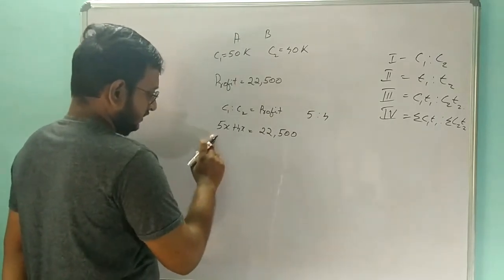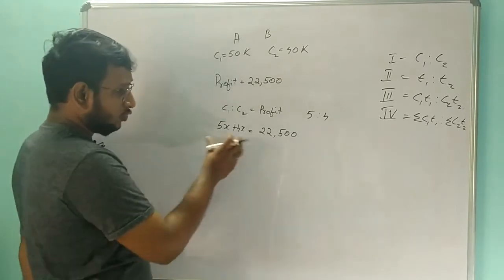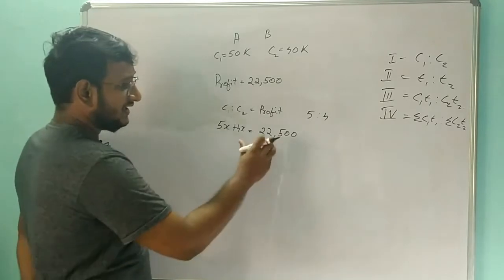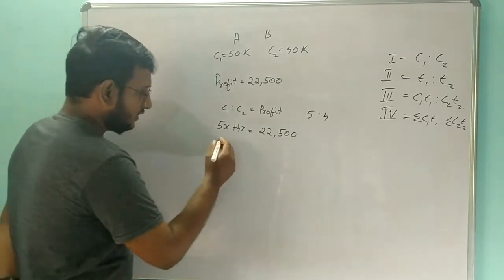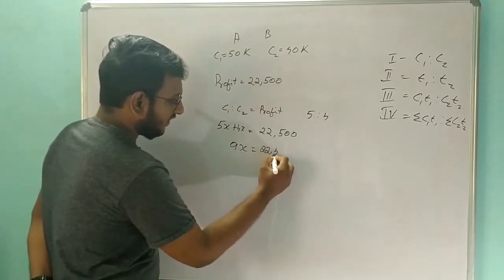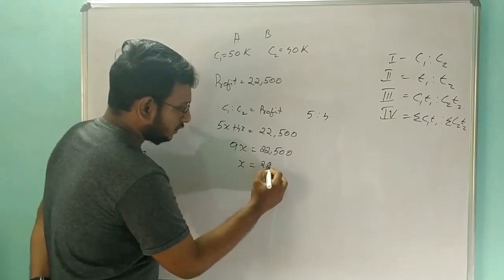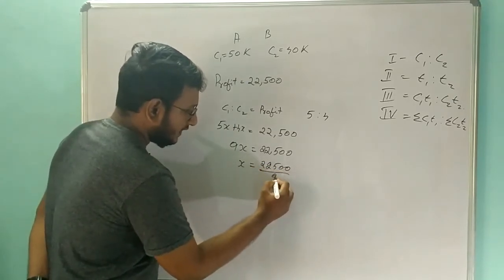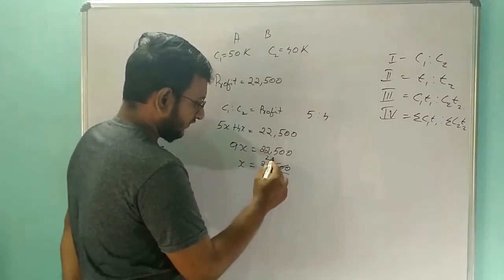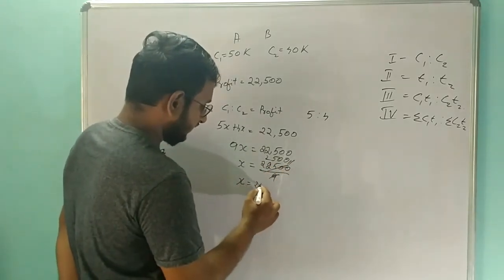So if we add their profits, each profit, we can get the total profit, right? So what we are doing is we are adding both their profits, then we will get 22,500, and x is equal to 22,500 divided by 9. So what will be the answer? 9 2s are 18, 45, 5s are, so 2,500. So x is 2,500.